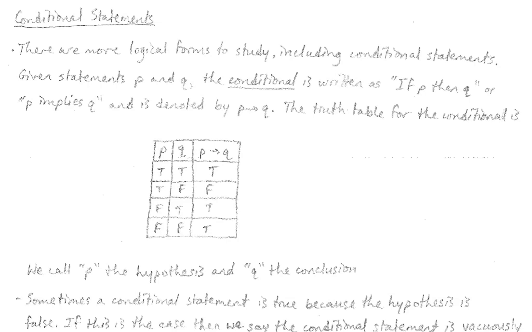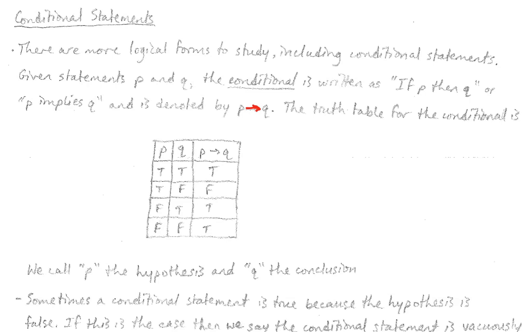So if we have two portions of a sentence, or two statements, one represented by P and one represented by Q, then the conditional is written as if P, then Q. It can also be stated as P implies Q. And symbolically, we denote this by P and then a right-facing arrow, and then Q. So P implies Q, P arrow pointing to Q.